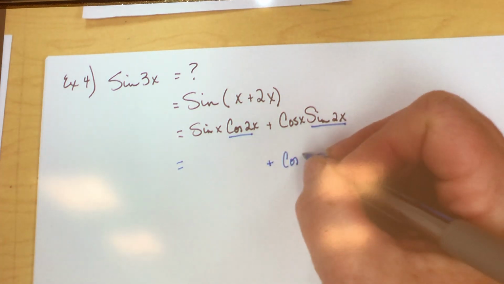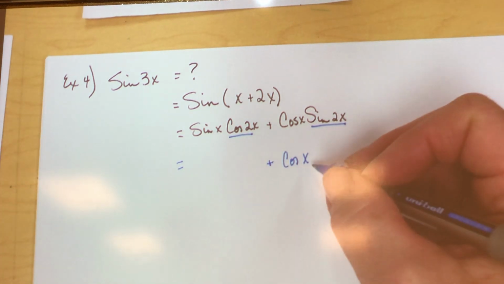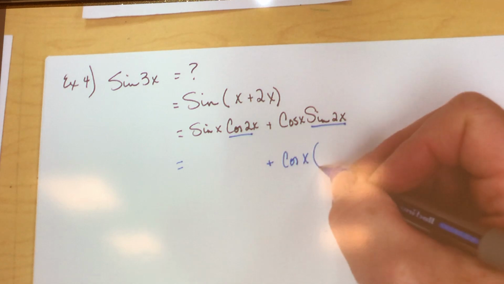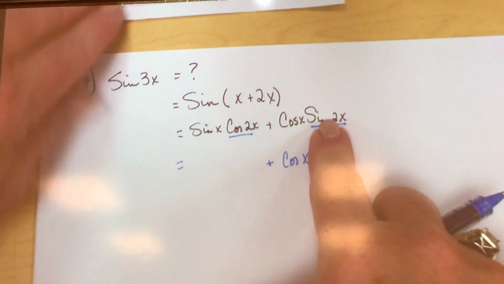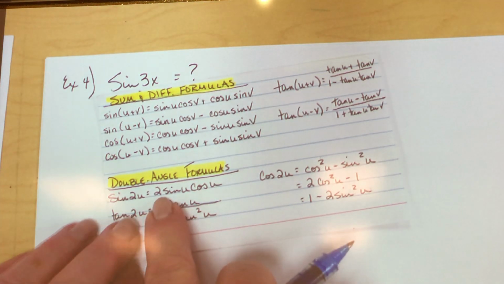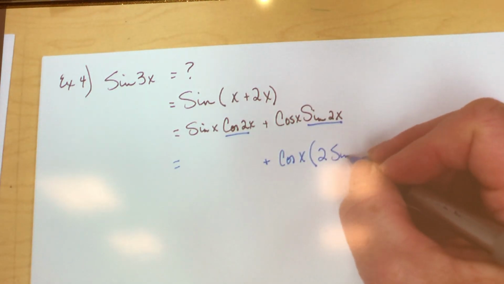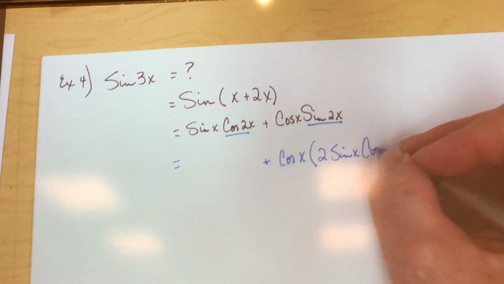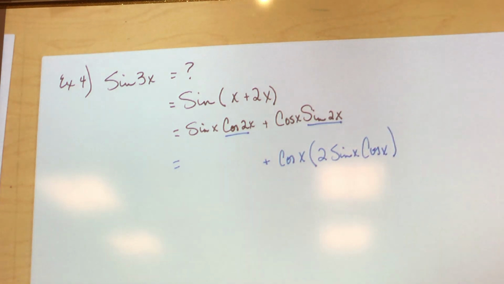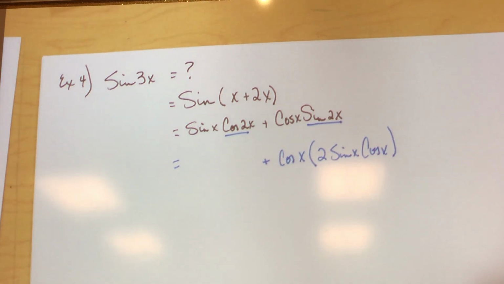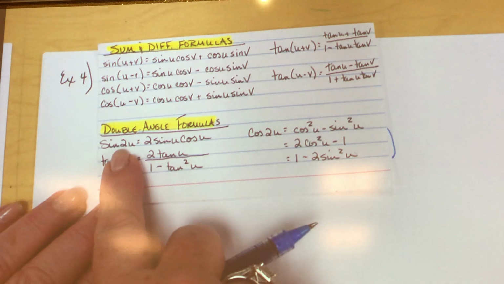So he's cosine x times, what is sine 2x? Do you see? 2 sine x cosine x. So 2 sine x cosine x. Okay, are you with me? Where is it on here? Right here. The double angle. Oh, yeah. Double angle.